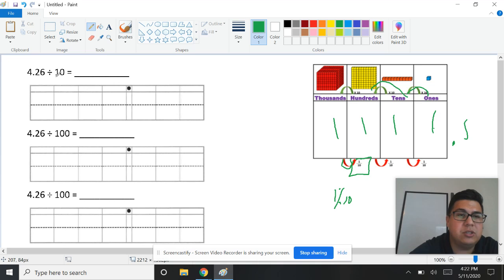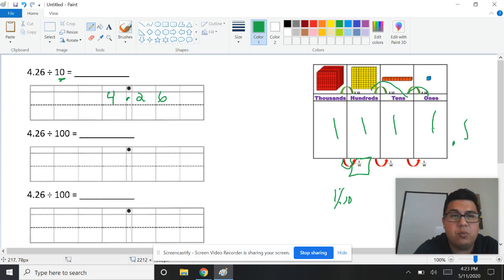We have 4.26, so let's go ahead and plug that in. 4.26. Now, when we're dividing, is our number going to get bigger or smaller? That's right, our number is going to get smaller if we're dividing. If we're multiplying, we're getting more. If we're dividing, we're getting less. So if we're dividing, that means we're going to go to the right. So how many times are we going to move those numbers?